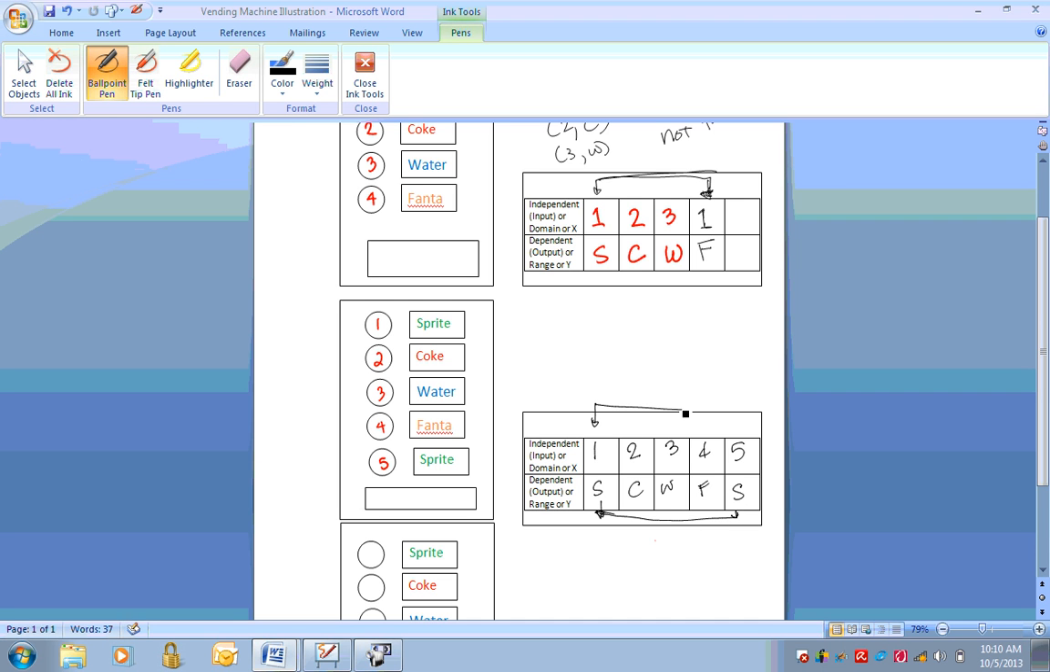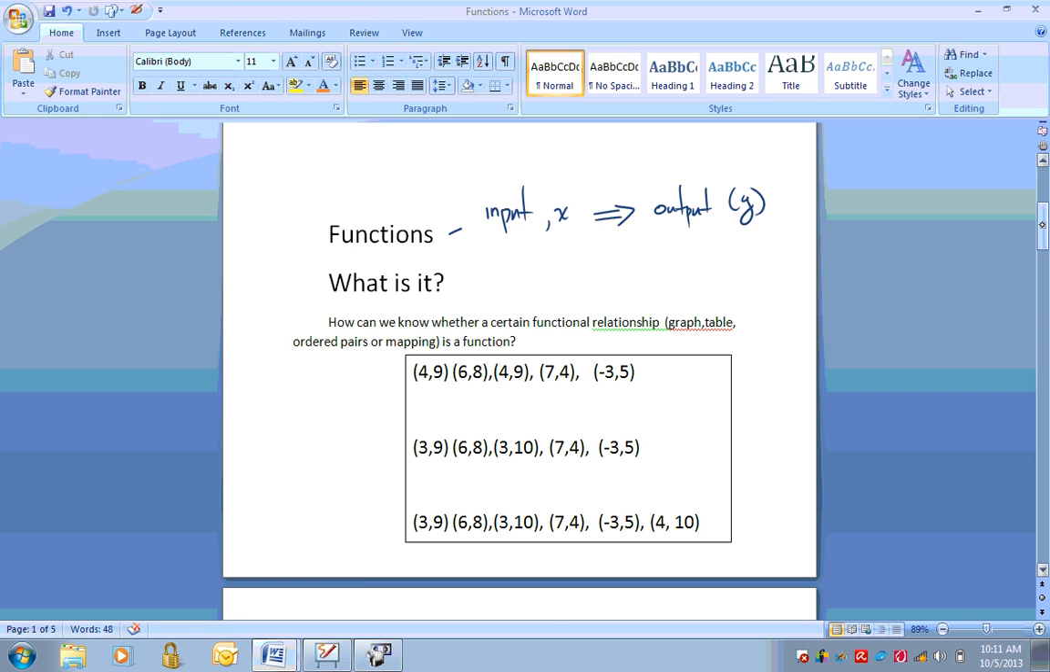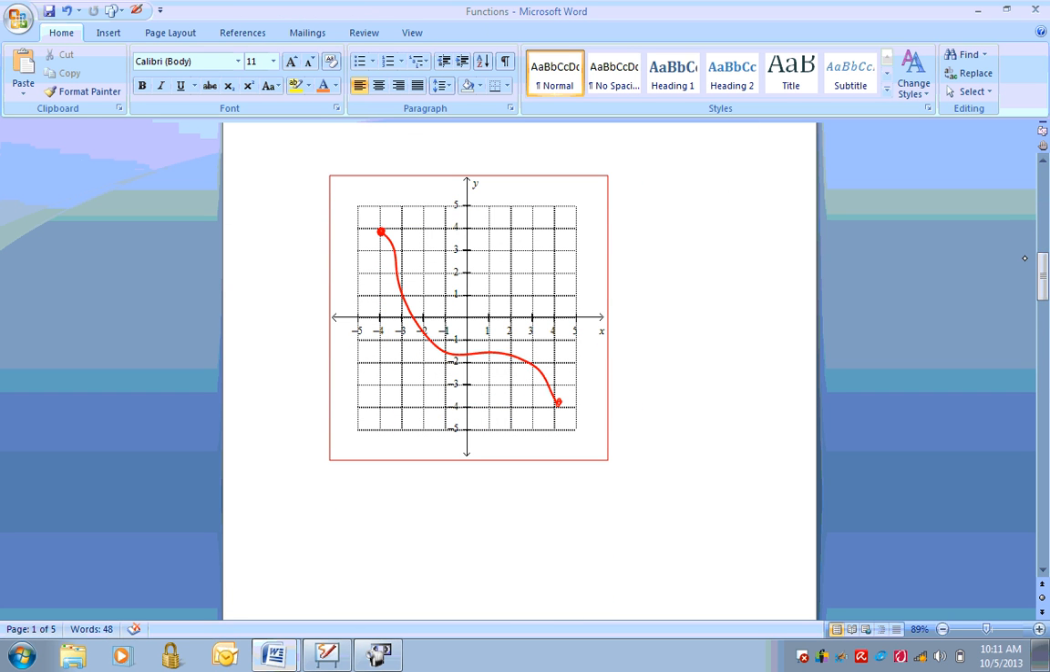Because look at the x values. They are different. So perhaps in this situation, they realize that more people want to buy Sprite from this particular vending machine. So guess what we're going to do? We're going to give them more buttons to buy Sprite. So even though here the y's doubled, repeated, as long as the input never repeated, you are okay. That's a function. So now let's proceed to determining functionality given a graph.